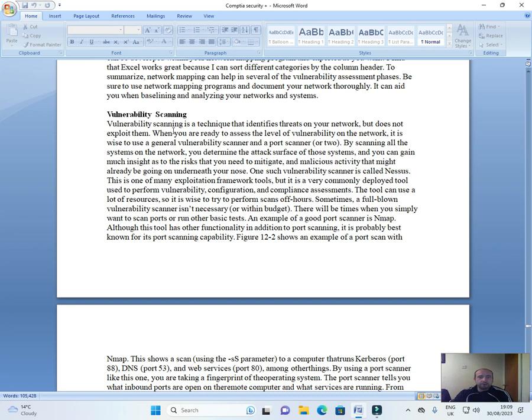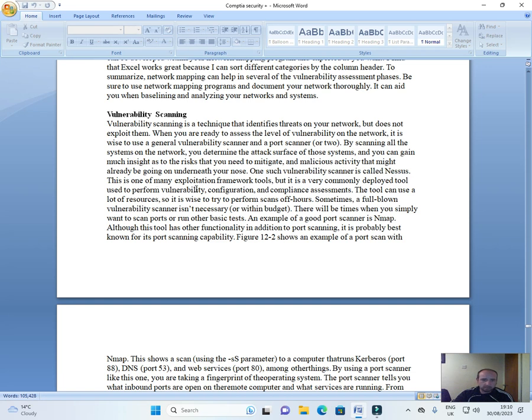Vulnerability scanning. Vulnerability scanning is a technique that identifies threats on your network but does not exploit them. When you are ready to assess the level of vulnerability on the network, it is wise to use a general vulnerability scanner and a port scanner or two. By scanning all the systems on the network, you determine the attack surface of those systems, and you can gain much insight as to the risks that you need to mitigate and malicious activity that might already be going on underneath your nose. One such vulnerability scanner is called Nessus.